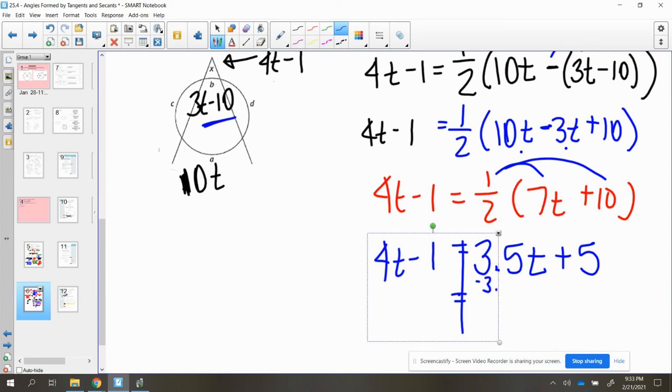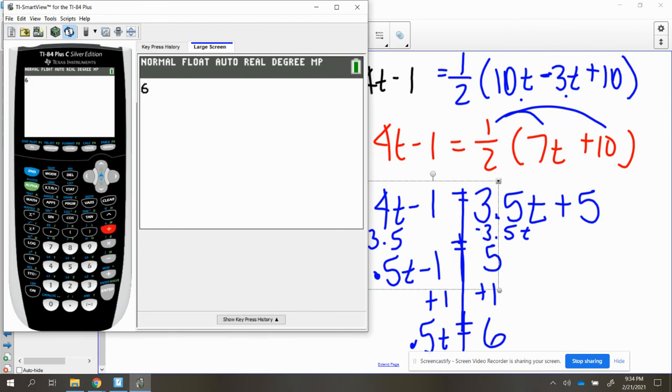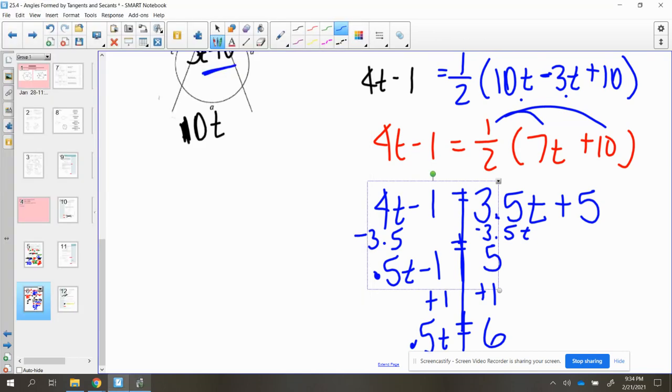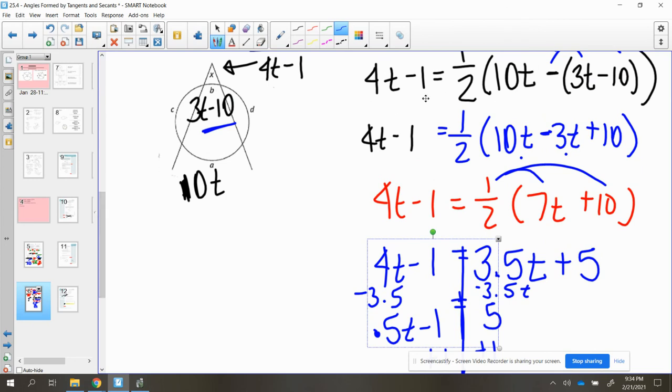So when we subtract the 3.5t from 4t, we're left with 0.5t minus 1 equals 5. Add the 1 to both sides. We have 0.5t equals 6. And when we divide 6 by 0.5, it's really the same as multiplying by 2. So we still get that answer of 12. Either way you decided to solve this, that setup was the same to begin with.